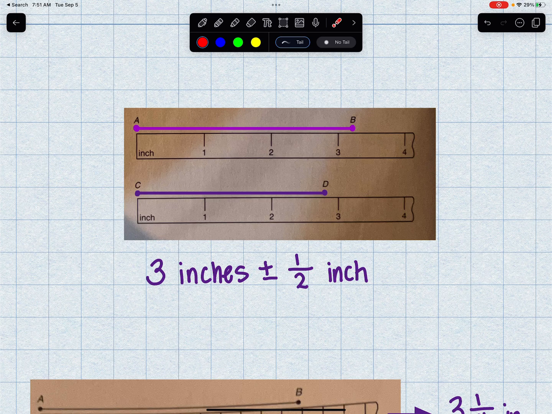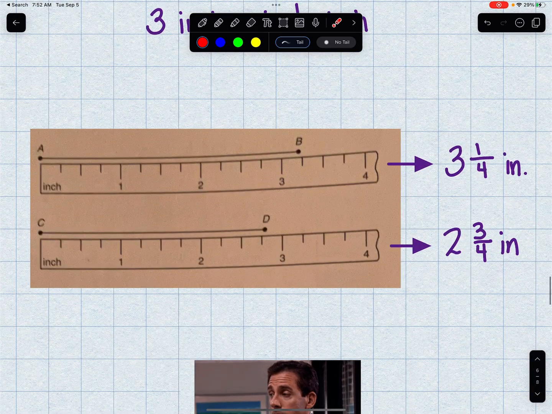So both of the segments are really close to 3 inches, so you could say they're both about 3 inches. But one way to describe it is you can say plus or minus 1/2 inch. What does that mean? It means it could be over all the way to 3.5, or it could be all the way under to 2.5. And you're going to be somewhere in that range, but you can't really measure it more precisely. You can measure it more precisely if you have a more precise ruler.